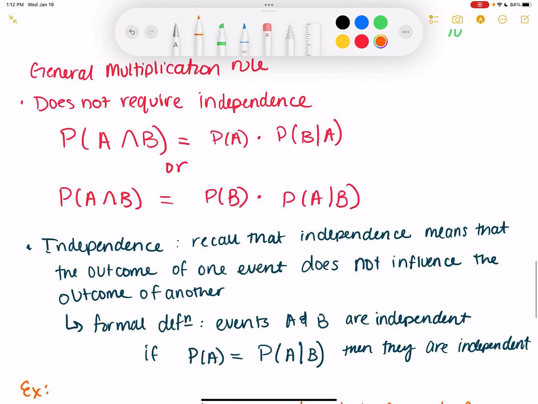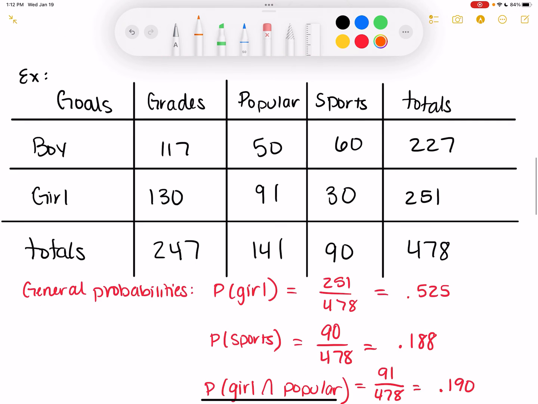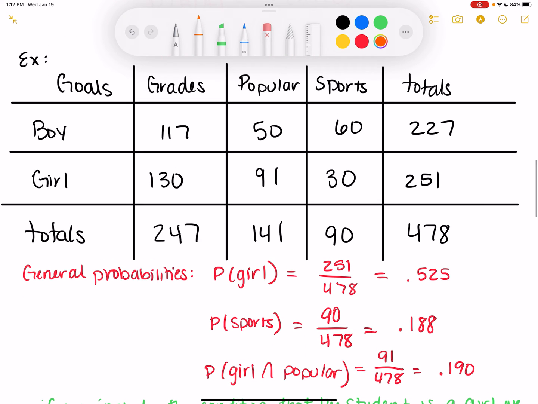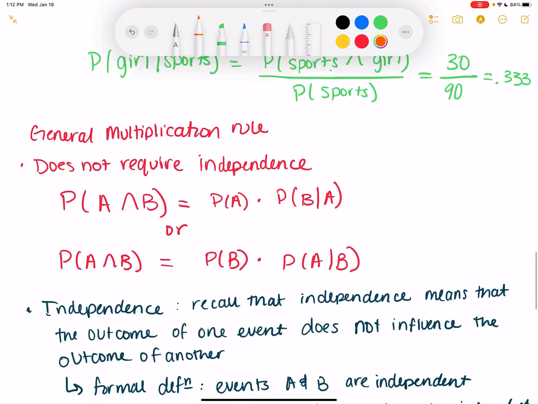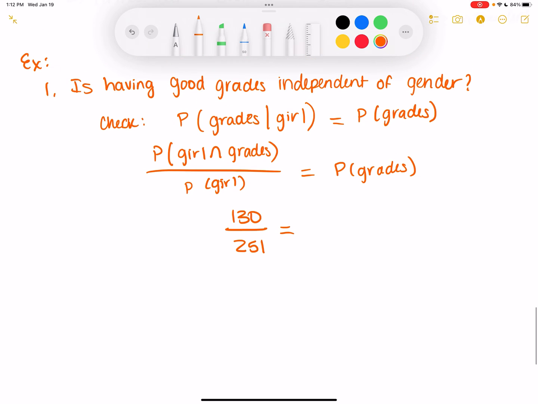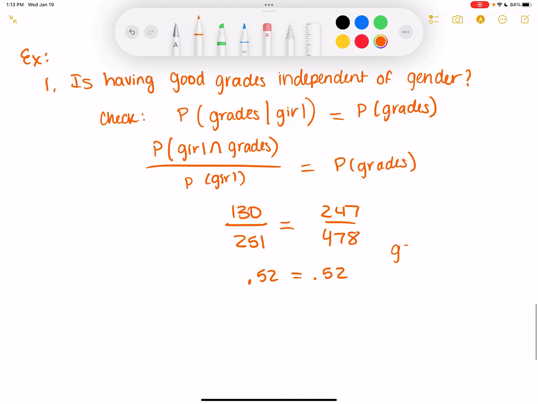Probability of grades is going to be the total in grades out of the total number of people, so 247 out of 478. And what you would find if you actually did these on your calculator is this is 0.52 is equal to 0.52, meaning that grades are independent of gender.